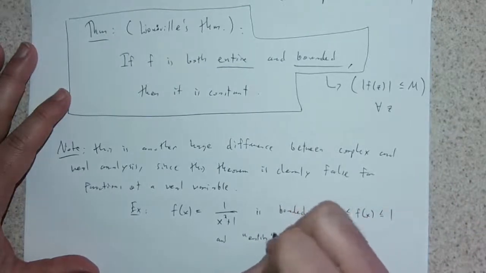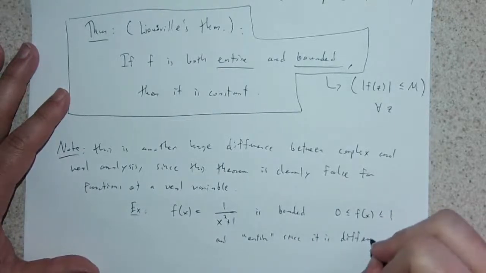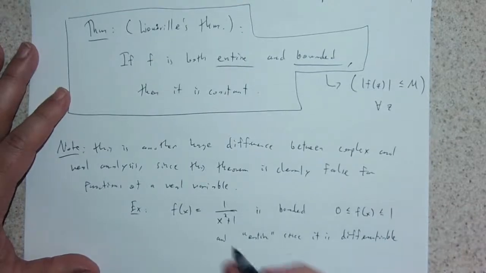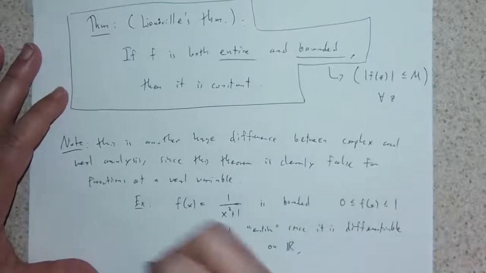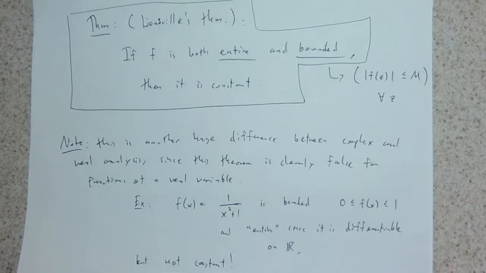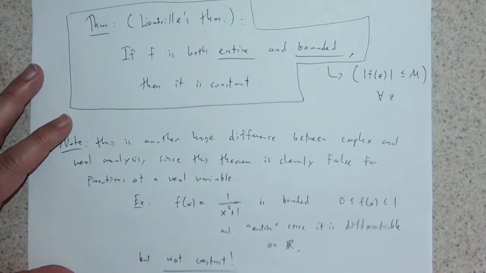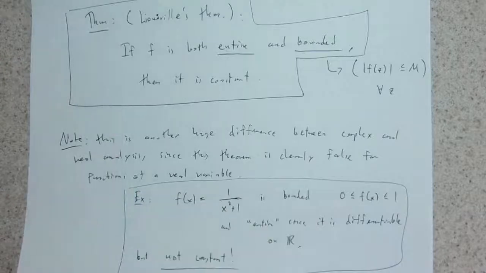and entire, since it is differentiable and continuous, of course, on the entire real line, but definitely not constant. So f of 0 and f of 1 are different numbers. Okay. All right. So here's a quick example showing how wrong this theorem would be for real analysis. It's just clearly false, not even close to true.